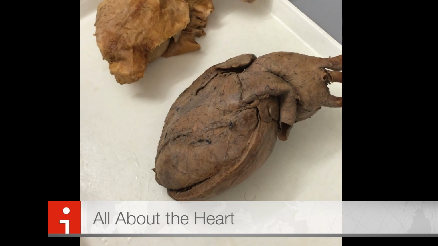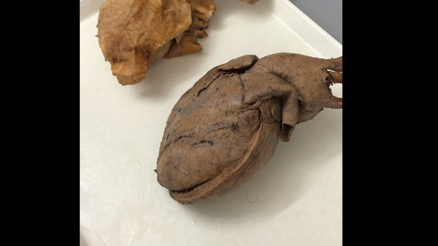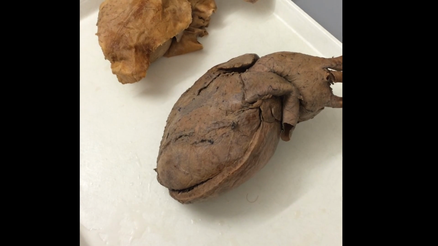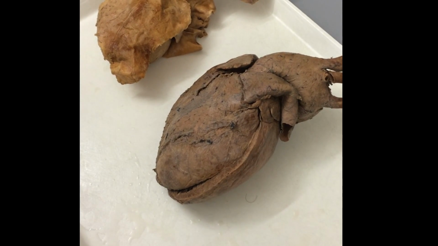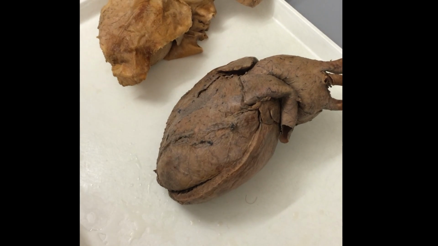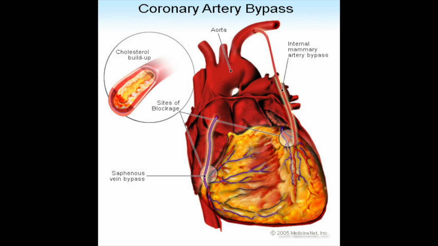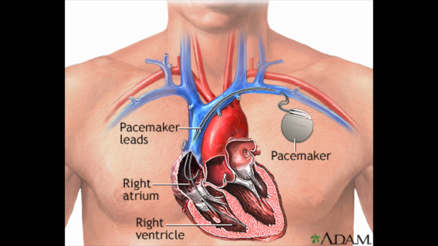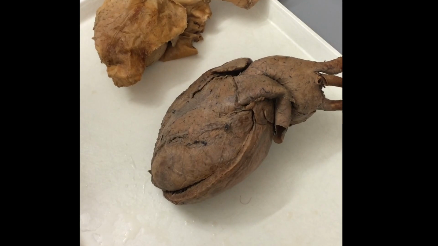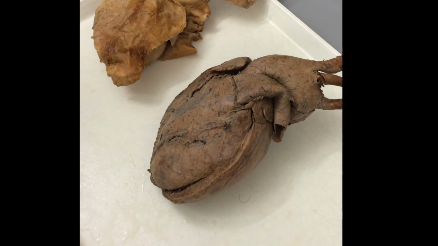Today we'll be telling you about two heart procedures that you can see on specimens here in the anatomy lab. One is a heart bypass surgery, and the second is a heart that's been fit with a pacemaker. But before we get started, we'll give you a brief overview of the heart.